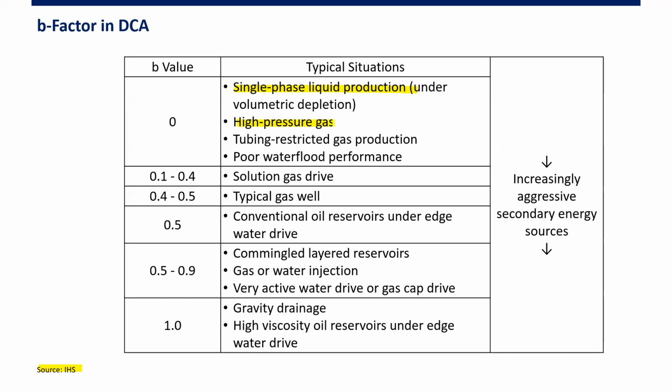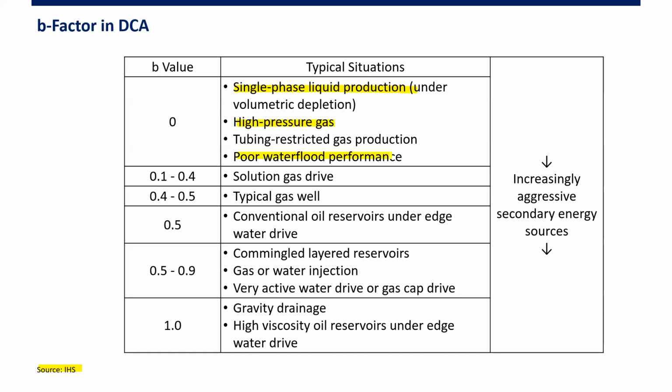Either you have restriction by a surface choke or subsurface choke, or some other restrictions in your gas production, then basically you will have B equals 0. And if you have water flood but somehow it has poor performance, poor water flood performance also goes to exponential decline, unfortunately.